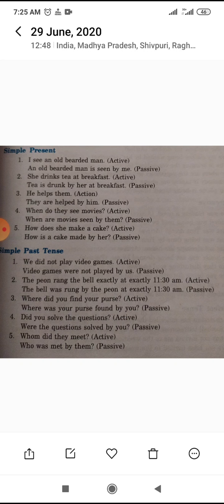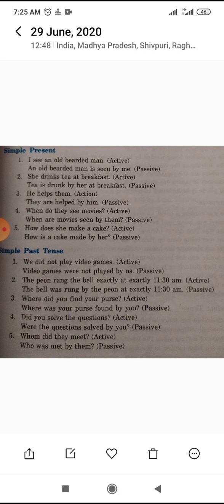Coming to simple past tense, we did not play video games. This is the active voice, and video games were not played by us. Video games comes in place of the subject, and did not play is being changed into were not played by us.